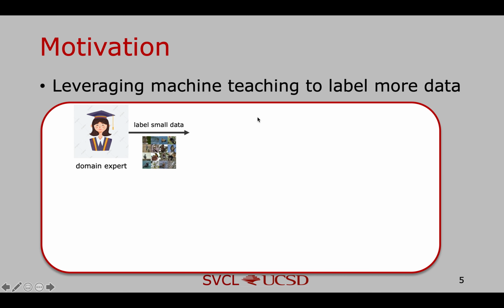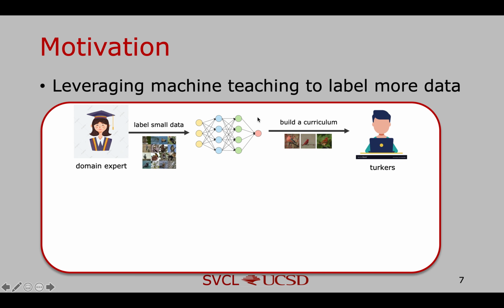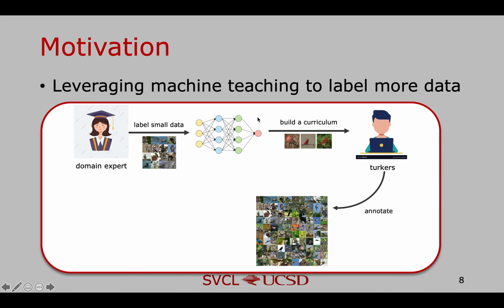That is, automatically designing courses to teach real humans to learn some knowledge and concepts. The basic idea is: when we collect a large amount of raw data, we ask the domain expert to label a small number of data. Then we train a classifier on it. We use a machine teaching algorithm to generate a course and teach human learners, who can be online annotators. Then, if the annotator learns the concept, they can label more data. In this case, we can obtain a large amount of annotated data and train a supervised model.